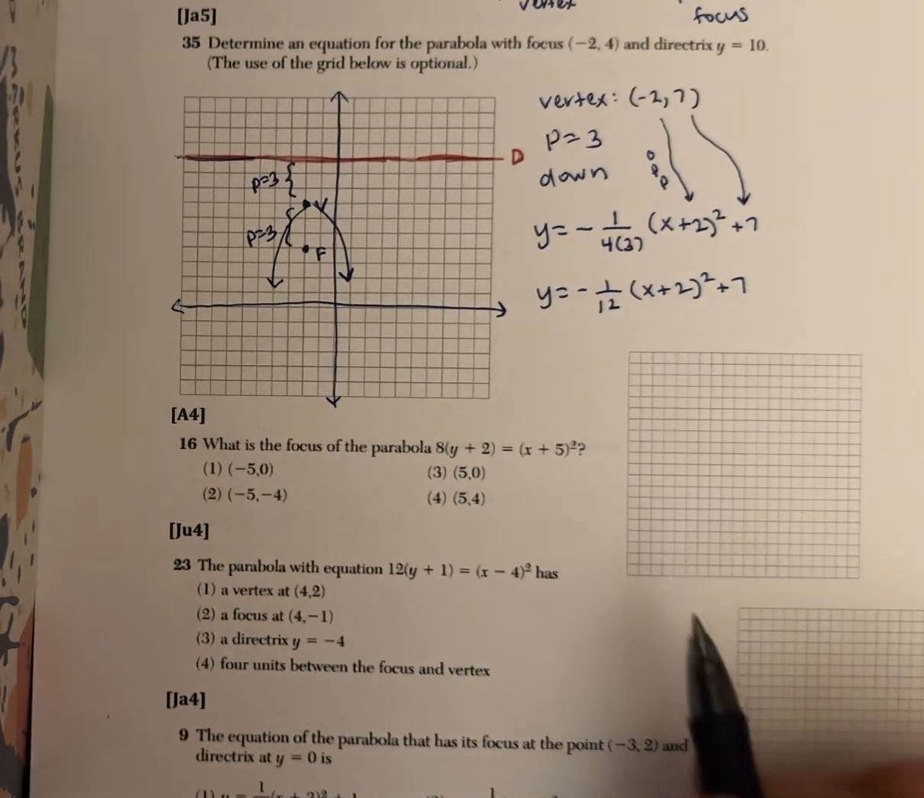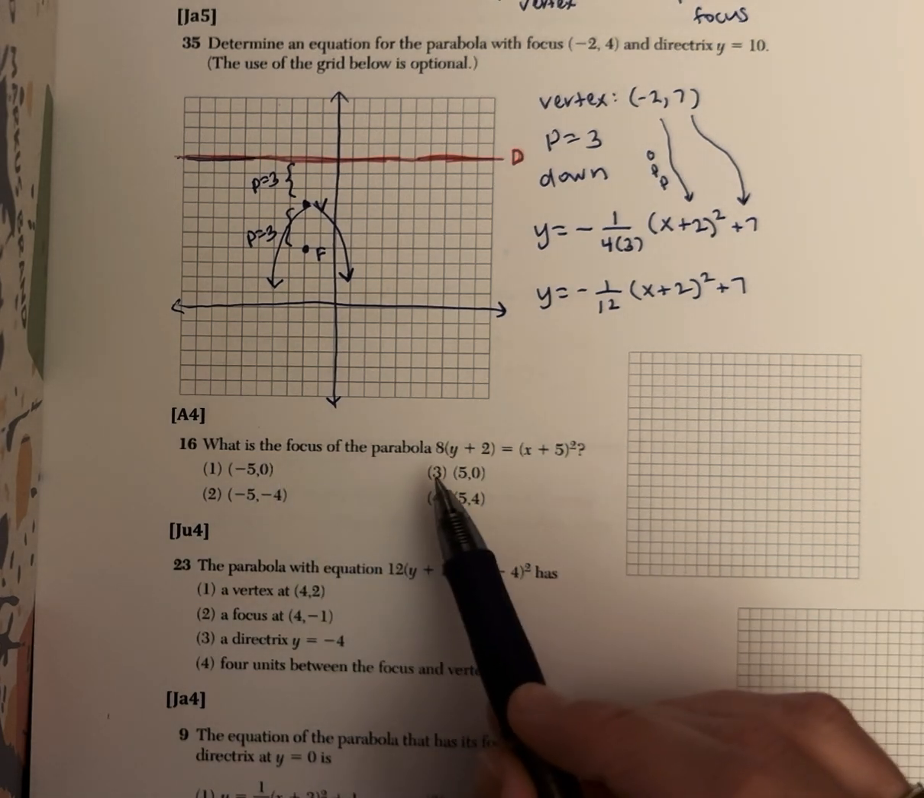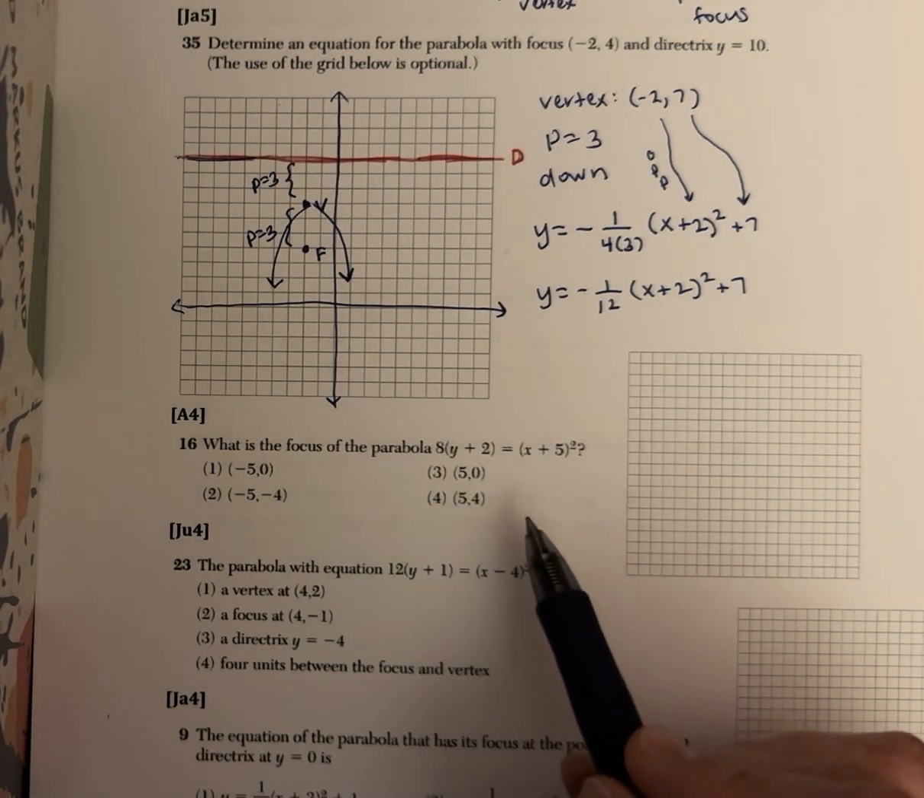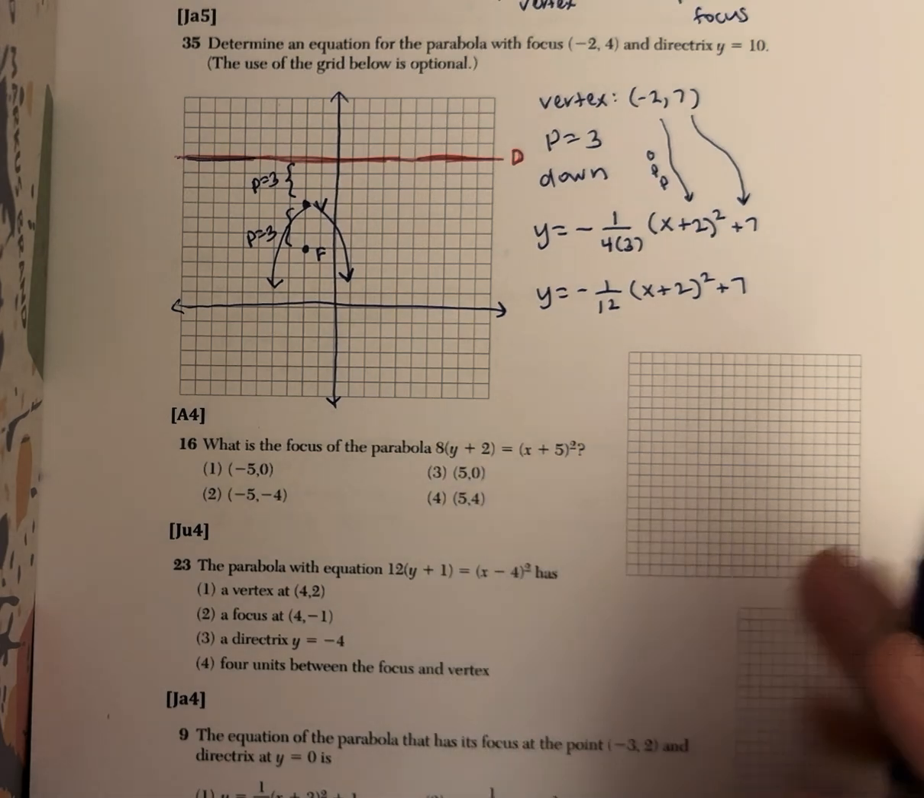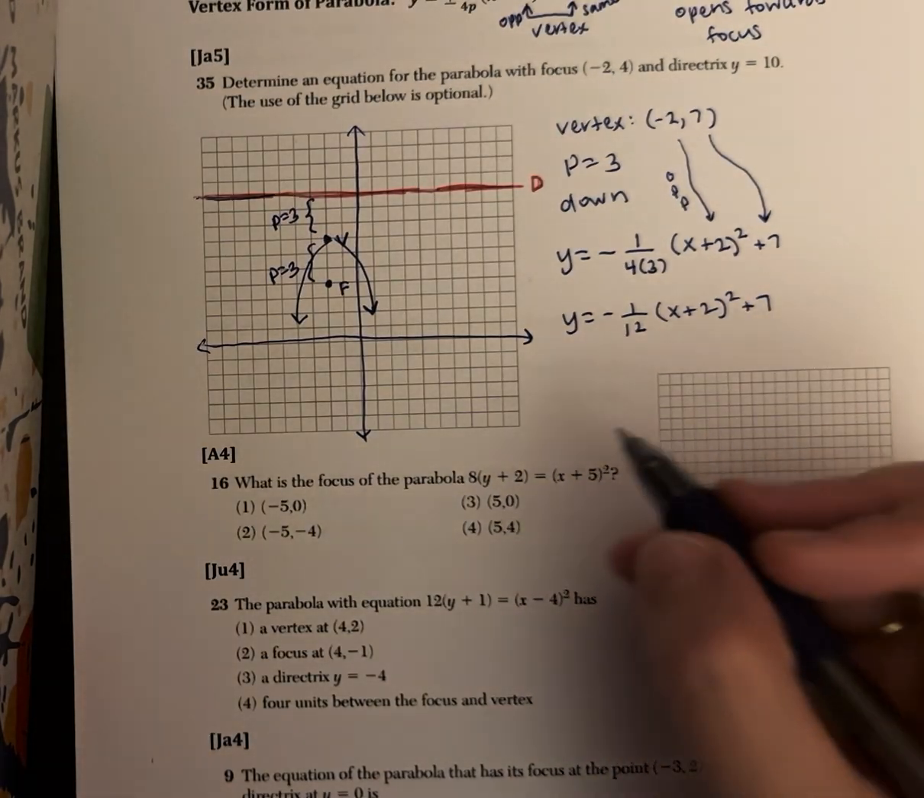All right, for the other ones, I put some graph paper here. For the Regents, you're just gonna have to grab the graph paper that they give you. So 16 says, what is the focus of the parabola? And that gives you this 8y. Okay, so we're going to have to solve this for y.